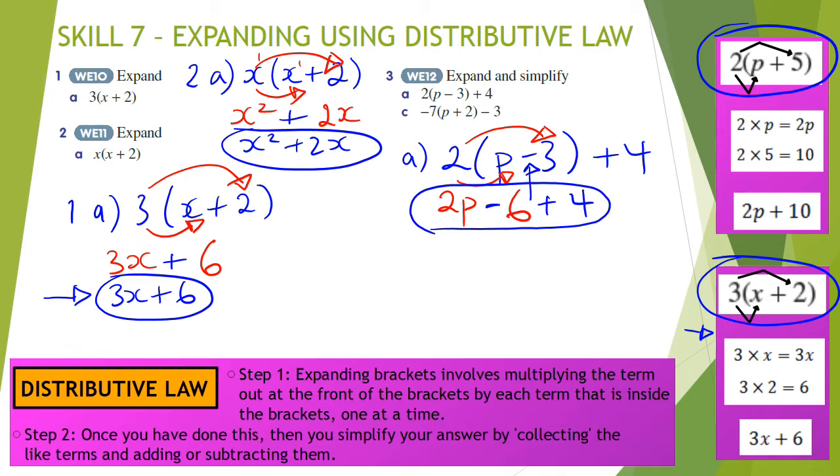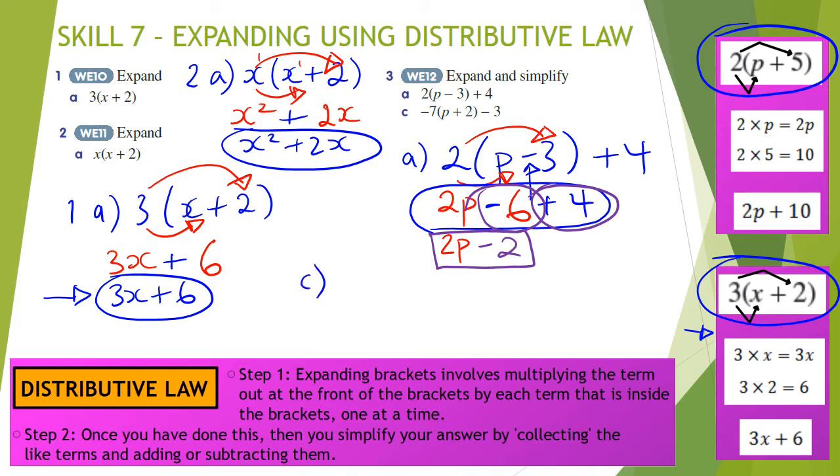We can still collect some like terms. We can work out what's negative 6 plus 4. So let's leave 2p out the front, and negative 6 plus 4 is negative 2. So that's our final answer there. 2p subtract 2.